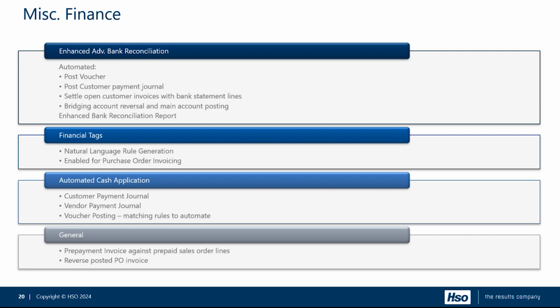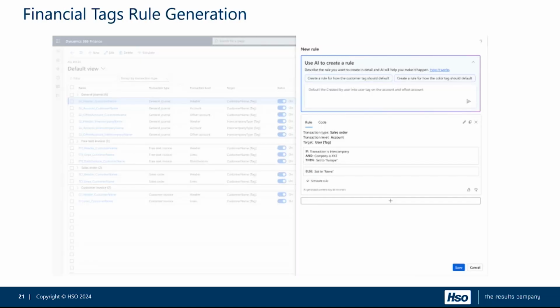Automated cash application. Why manually create and post these things if the system can tell you this is what we should be doing, this is what we should be posting, and you can automate those with matching rules. And general things, prepayment invoices against prepaid sales order lines. That wasn't possible before, now you can do it. And quality of life stuff, that you can reverse a posted PO invoice. If it's done in error for whatever reason, you can now just do that out of the box.